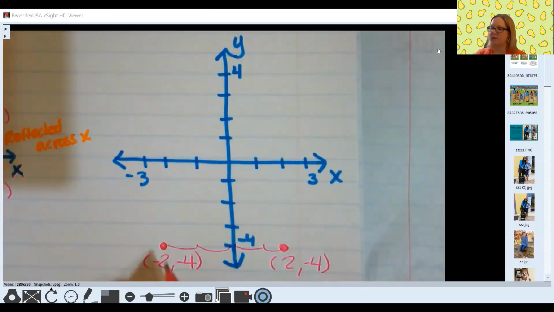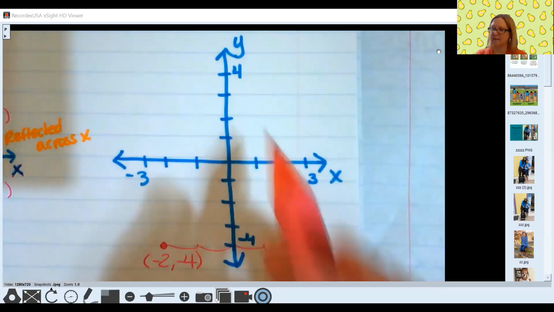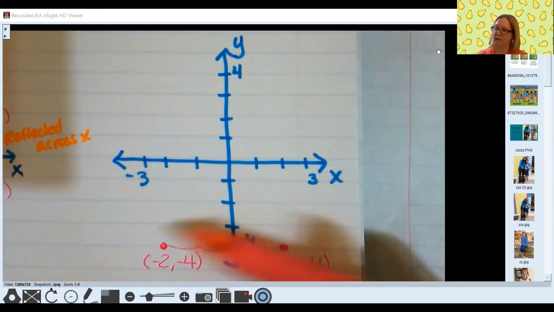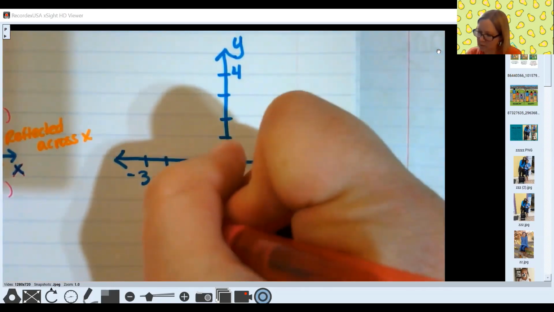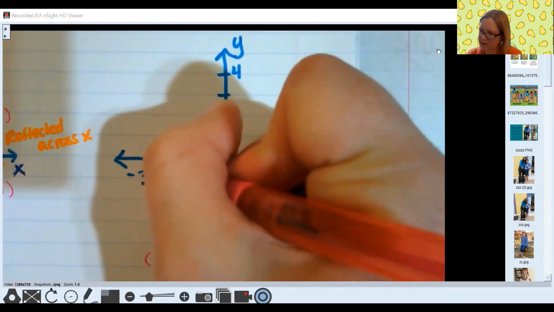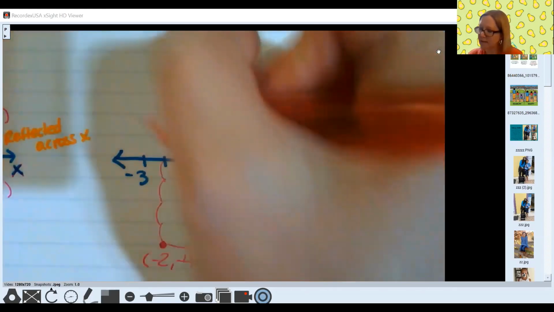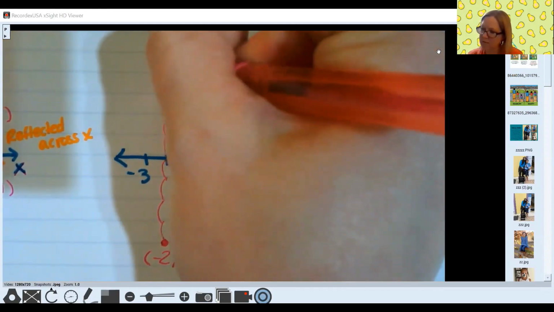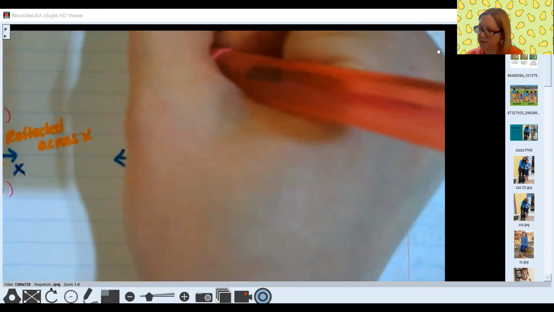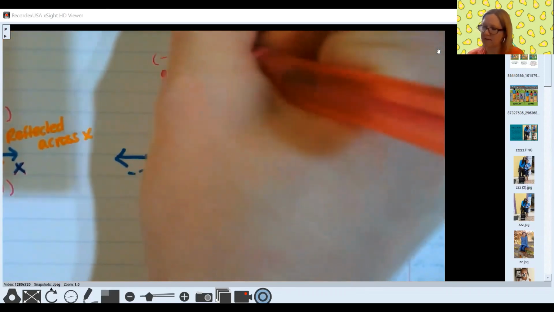And then if I ask you to reflect this across the x-axis, it's again crossing over that x-axis. This is currently 1, 2, 3, 4 units below the x-axis, so I would go 1, 2, 3, 4 units above. So the new coordinates would be (-2, 4).